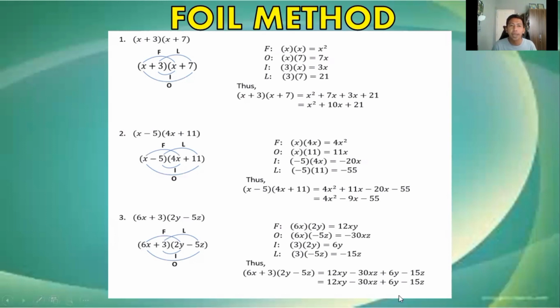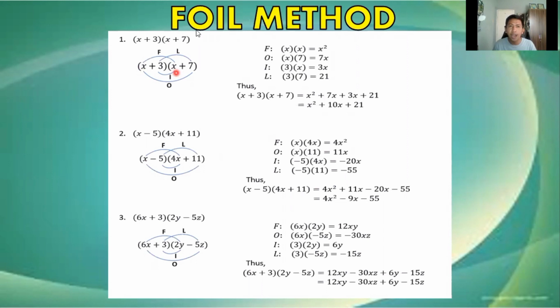So, we have now x plus 3. We use the same example para mas maintindihan nyo kung anong mas madali between the two. So, we have here x plus 3 times x plus 7. So, first terms muna tayo. First terms. What is the first term of our first binomial? It's x. Multiply it to the first term of the second binomial. That is x also. So, kaya FOIL is, we are dealing with letter F, it's under first terms. Okay? So, we get the product of the first terms. X times x, it will give us x squared.